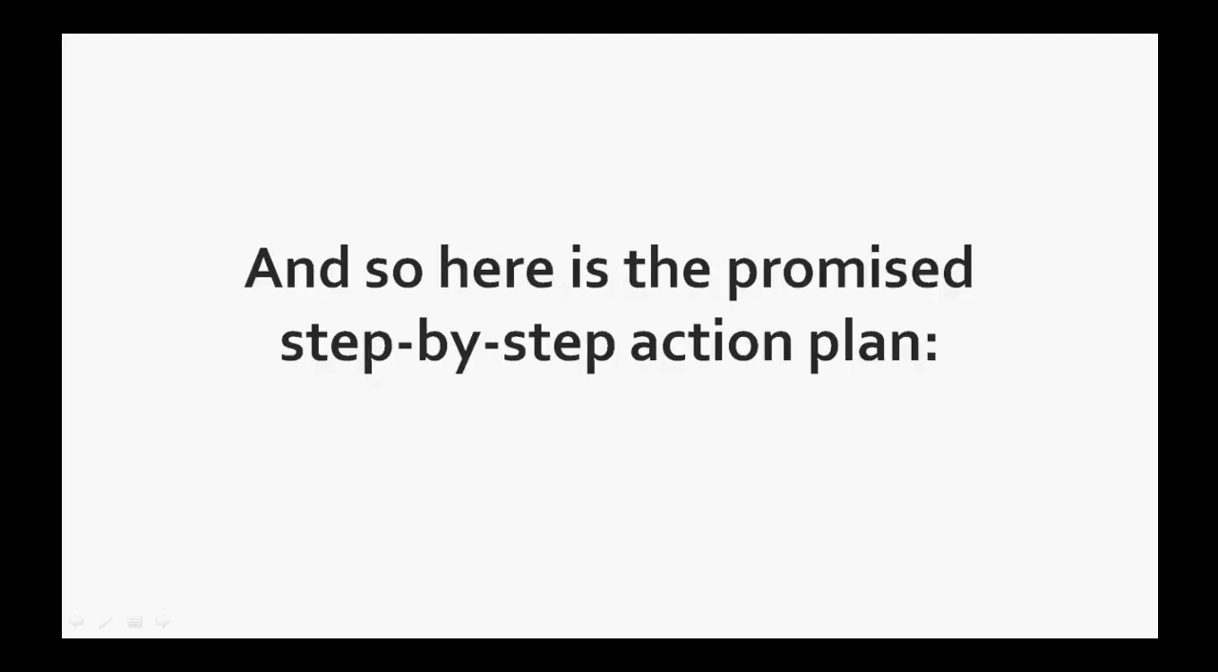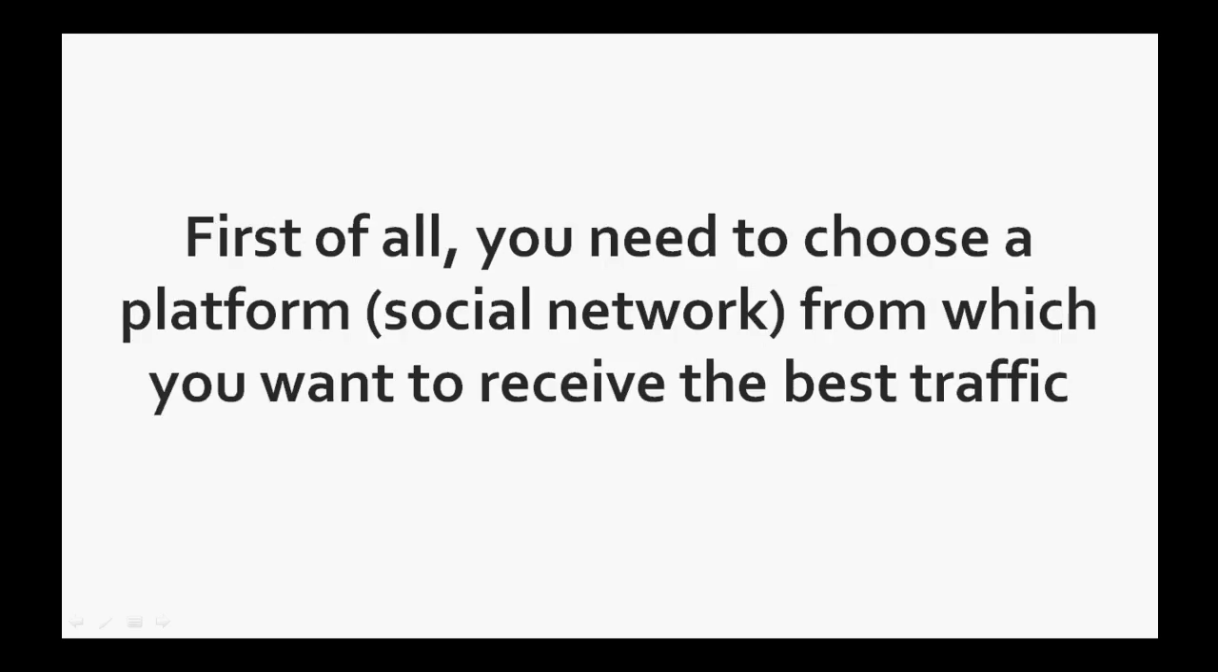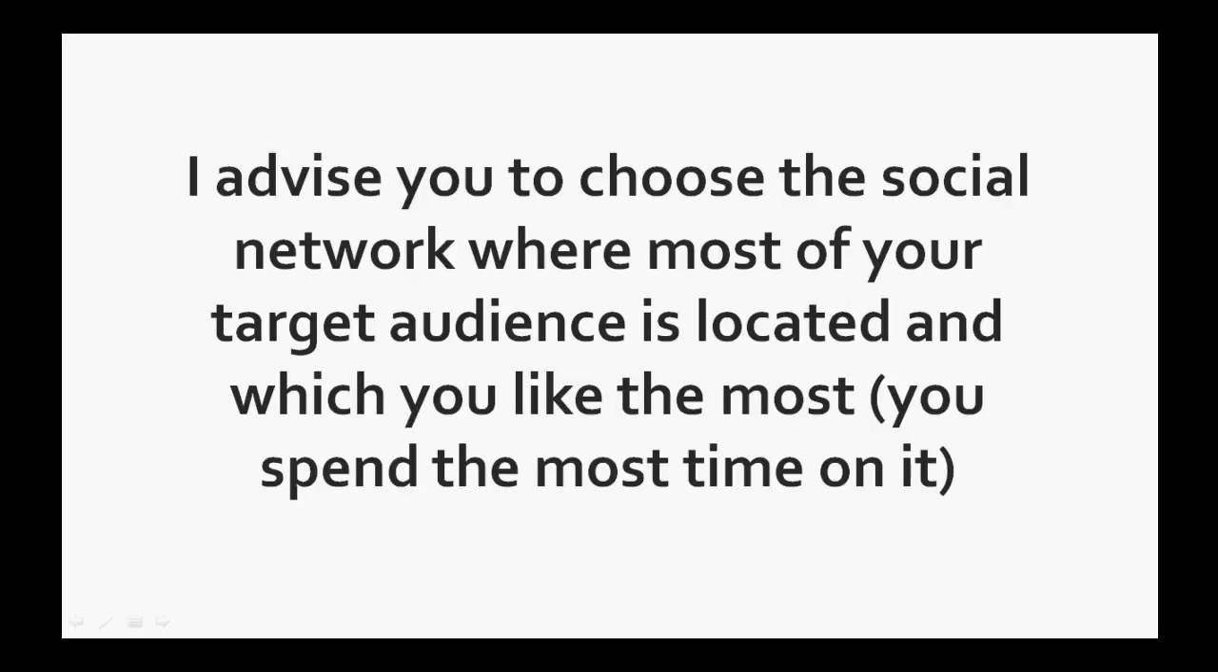So let's start. And so here is the promised step-by-step action plan. Step 1. Choose a platform and understand its goals. First of all, you need to choose a platform, social network from which you want to receive the best traffic. The most popular platforms now are Instagram, Facebook, TikTok, YouTube. I advise you to choose the social network where most of your target audience is located and which you like the most. You spend the most time on it.